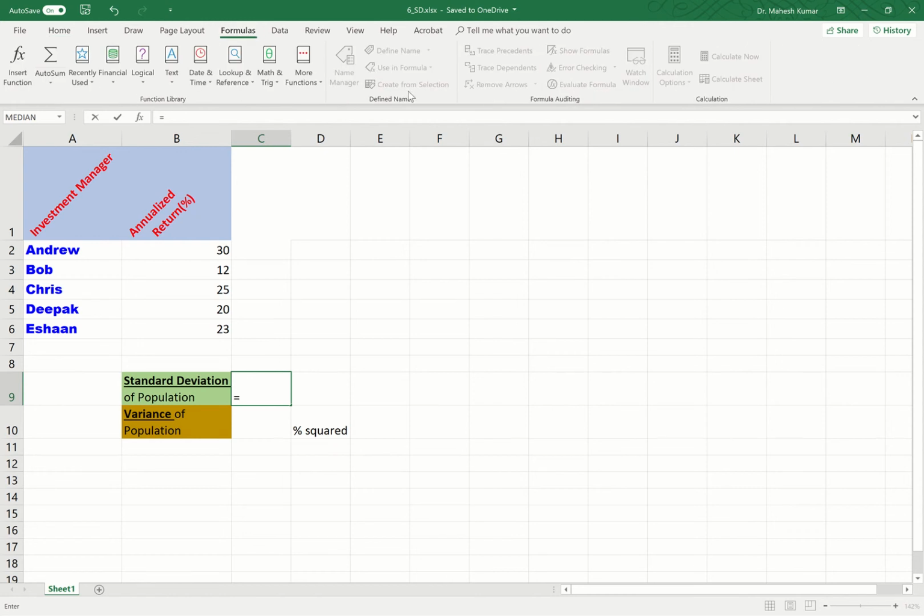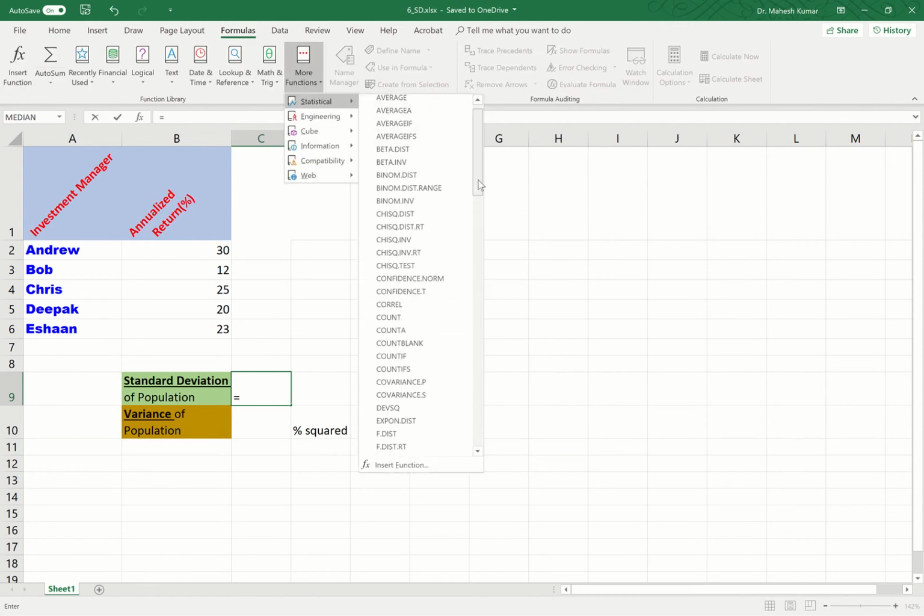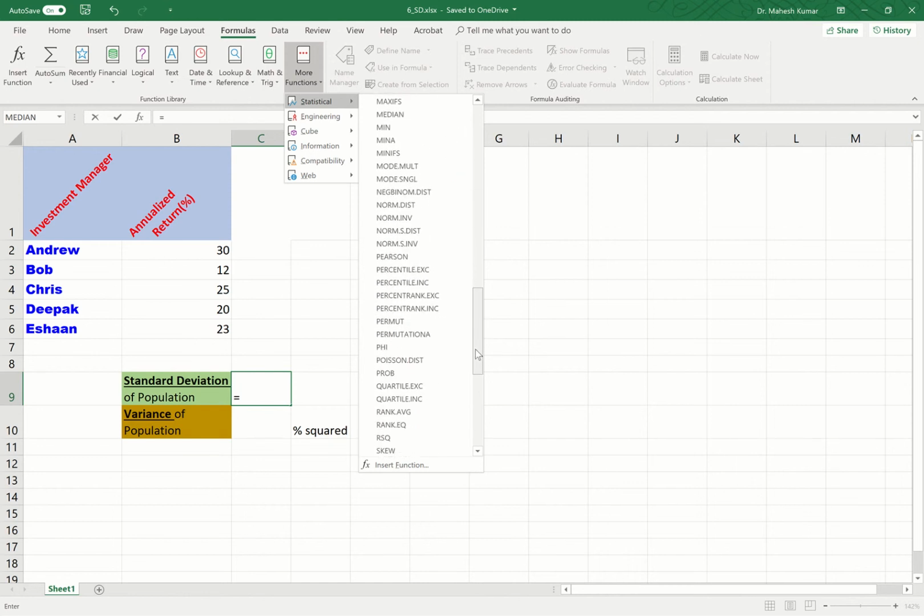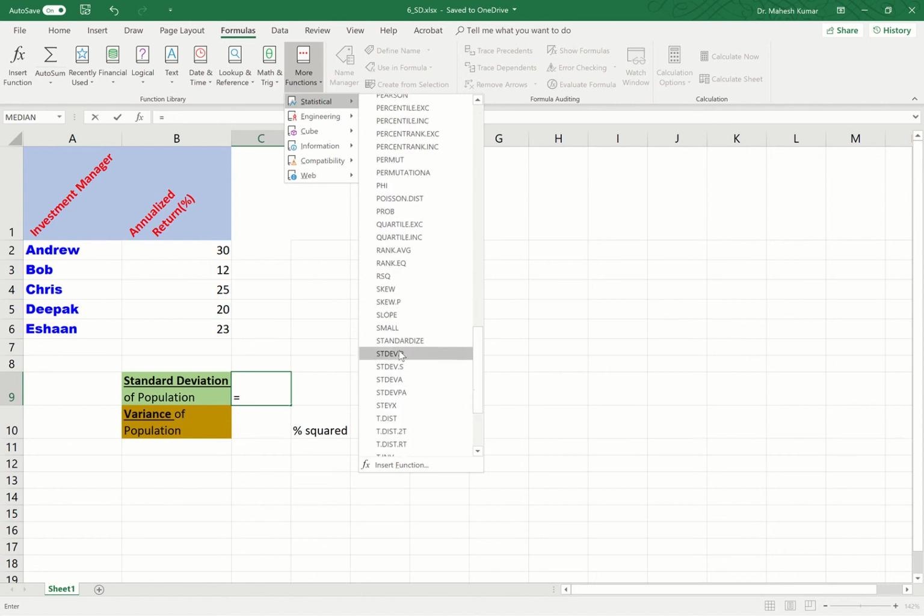We will go to formulas, more functions, statistical, and we will scroll down to S. And here we see 2 standard deviations. One is P. If we hover over it, it tells us that STDEV.P calculates standard deviation of the entire population. This is what we want.